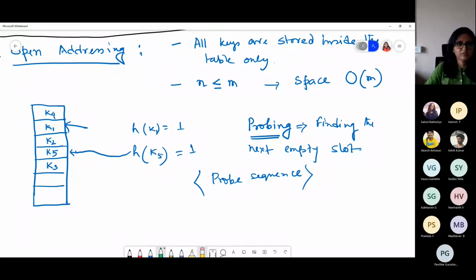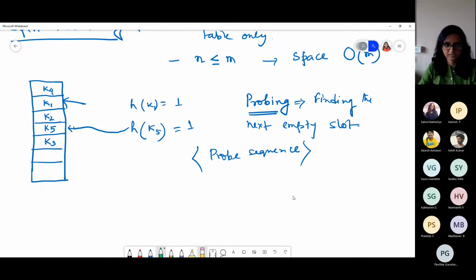So last day we started open addressing, where all the elements are supposed to be stored inside the table only. That means your restriction is that the table size has to be at least as large as the number of keys to store. Now in that case, there might still be a collision, that is, whatever hash key value we have calculated, that slot is already booked. So to find the empty slot, the process of finding that empty slot is called probing.